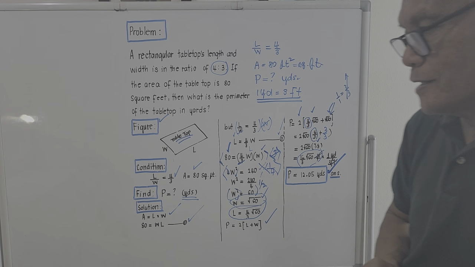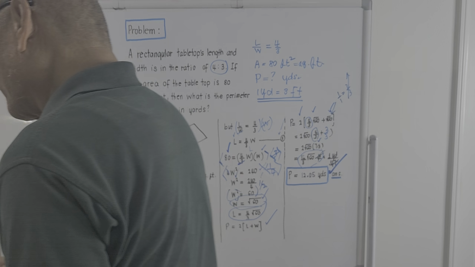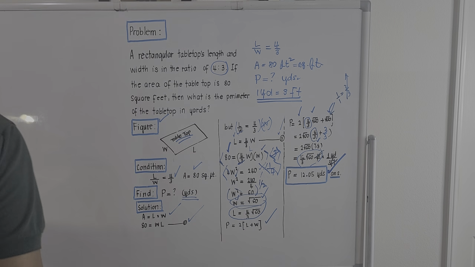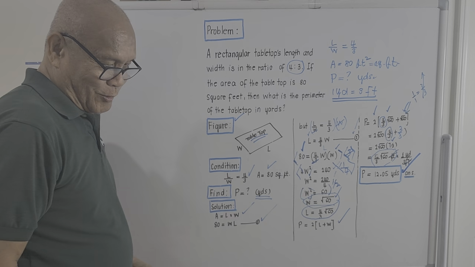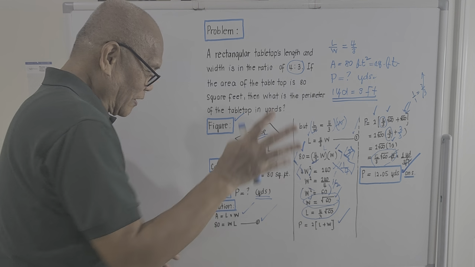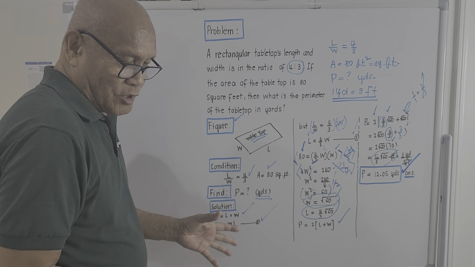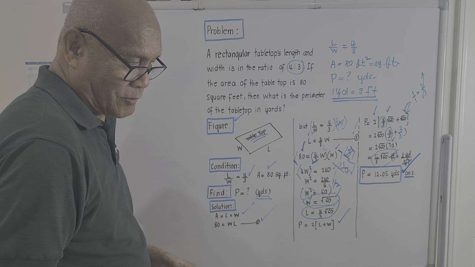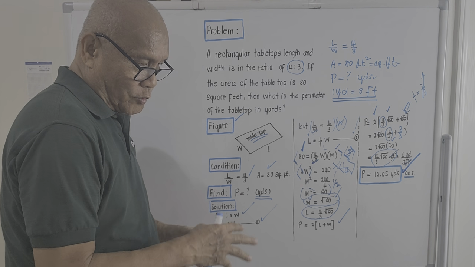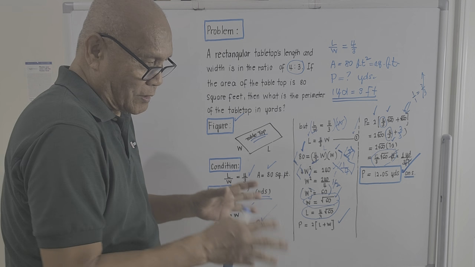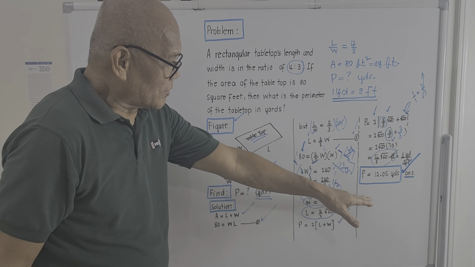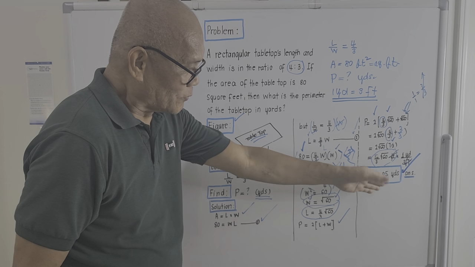Okay, that's it, guys. I think this will be a good illustrative example. Okay, so this involves a verbal problem in algebra, and at least we polish our knowledge on the so-called area of geometric figures. And for the simplification, it's all algebra. So the final answer here is 12.05 yards.